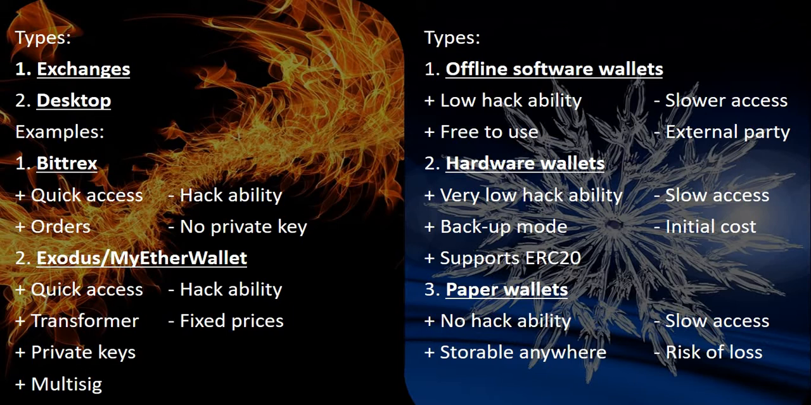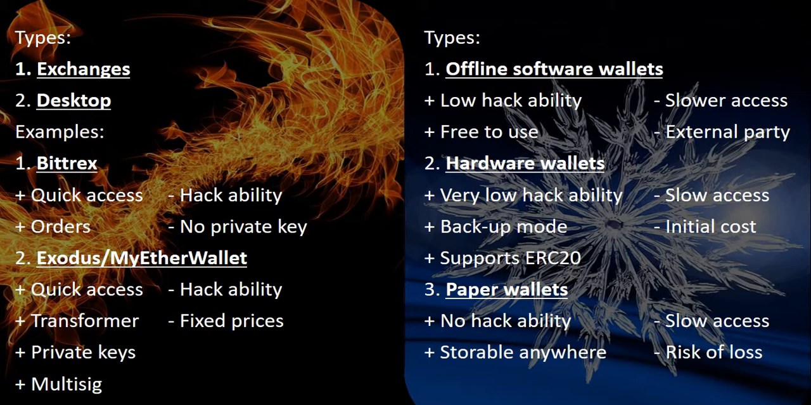Firstly, the exchanges. I've used in this example Bittrex. If you look at some up and down sides, the first one is quick access. As you might know already, your coins are on an exchange where you can trade them right away, so it's the fastest option you have. The second upside is that you can put in orders. So maybe you say I want to sell at a higher price or buy at a lower price, fill in the order, wait till it gets executed and it's done.